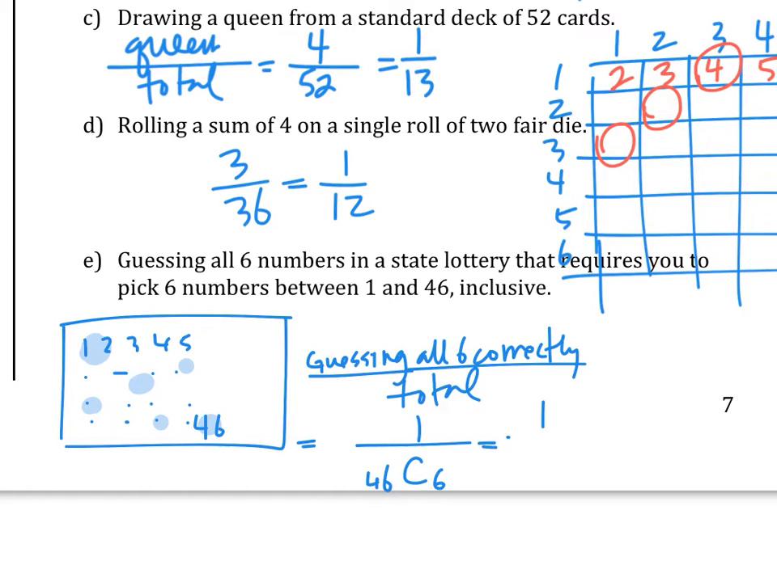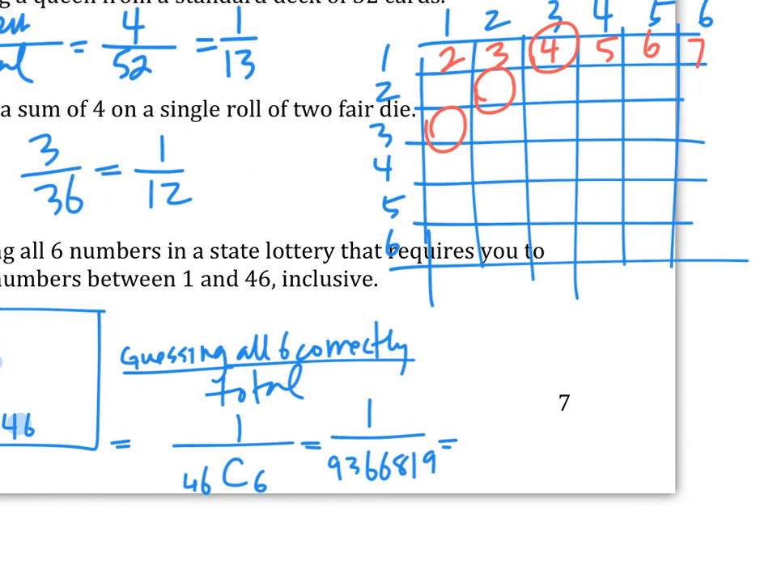So this is going to be a very, very small chance that you actually get all 6 numbers right. So this is going to be 0.00000010676.